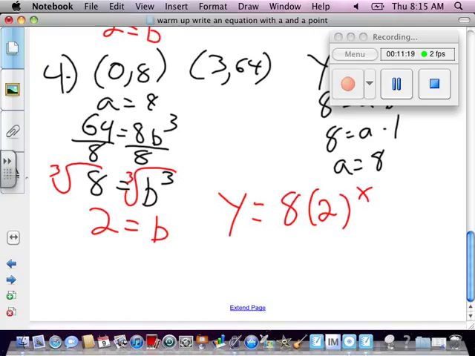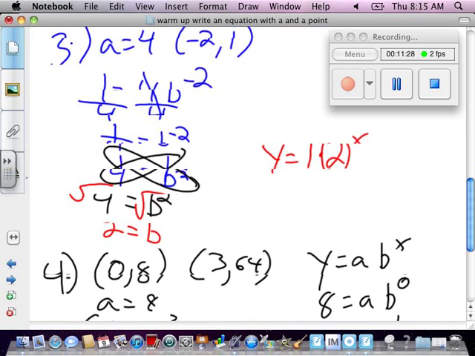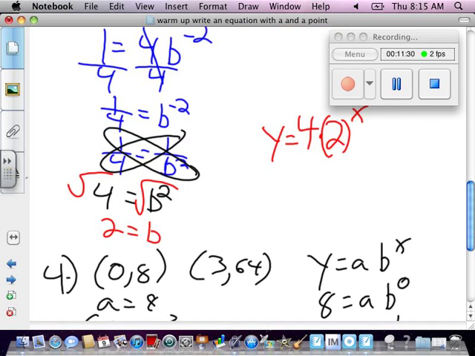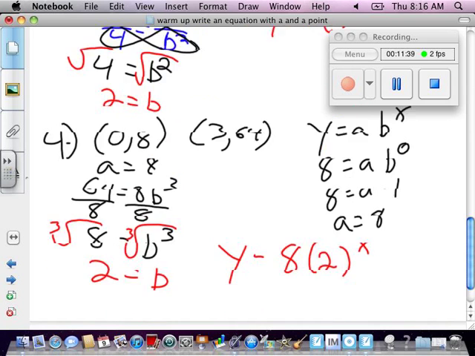Yes? On the last one that you did, shouldn't the first number be 4 instead of 1? What, I wrote 1? Yeah, but my a value is 4? Yes, thank you. Very good catch. Are we ready to go to 5? Anybody have any more questions or found Miss Murphy's mistakes?